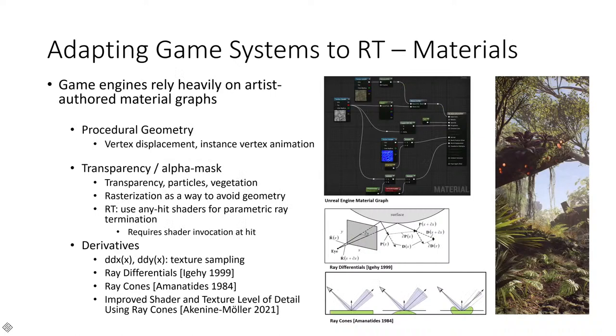Another item here is material graphs. Game engines heavily rely on artist-driven material graphs, where a lot of the features assume concepts easily available for rasterization, but not necessarily for ray tracing. So things like procedural geometry, like vertex displacement or instance vertex animation done in a shader, affect the geometry, ultimately in the BLAS. So it will require refits and rebuilds. And a refit and a rebuild is not something a shader can typically trigger.